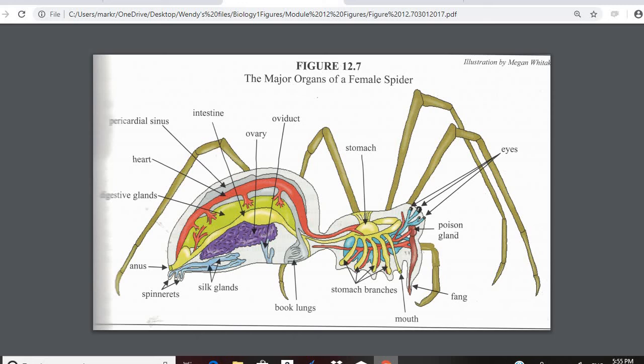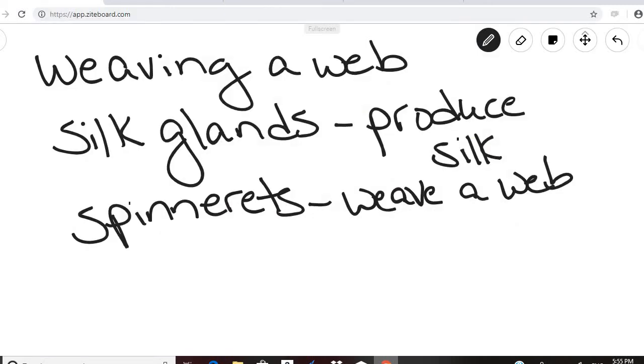One other way that spiders catch prey: they will use their fangs to inject poison. And some spiders actually will stalk their prey, and then they'll pounce on them, and then use their fangs and the poison gland to paralyze their prey. So some spiders will pounce on their prey.